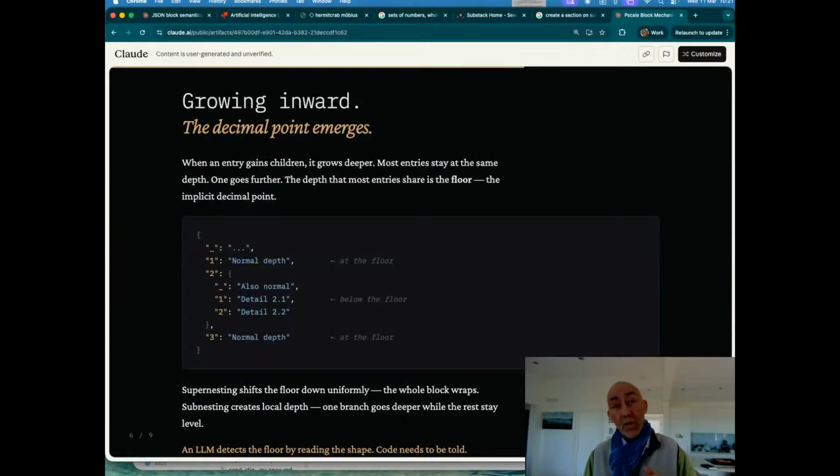Okay, now this is growing inwards. So this is when it extends inwards. So the 2, so 1 goes further. The depth that most entries share is the floor, the implicit decimal point. This is the floor. See, it's introduced, that's the floor. Why? How do we know this? Okay, let's call that the floor.